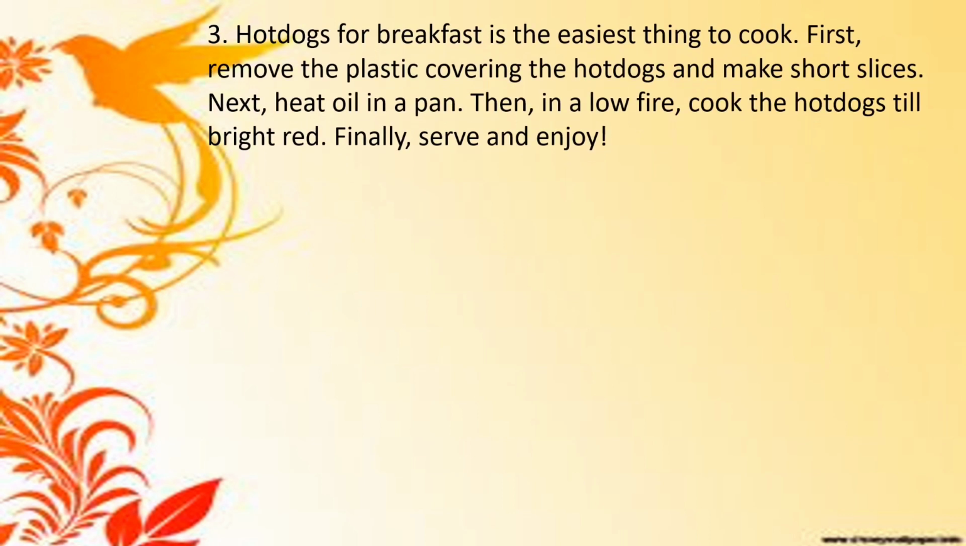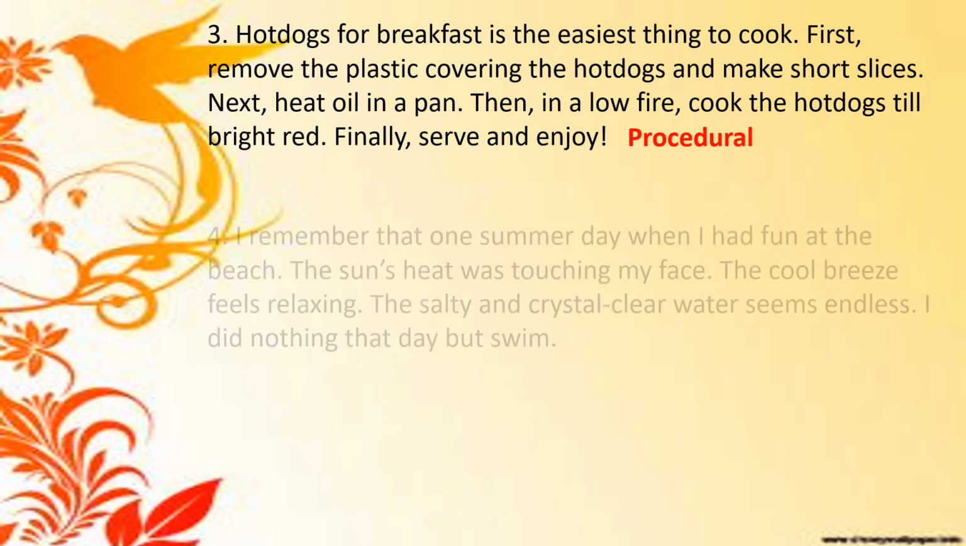Number 3. Hot dogs for breakfast is the easiest thing to cook. First, remove the plastic covering the hot dogs and make short slices. Next, heat oil in a pan, then in a low fire. Cook the hot dogs till bright red. Finally, serve and enjoy. What's the answer? Correct! It's procedural because it tells about the procedure how to cook the hot dog.